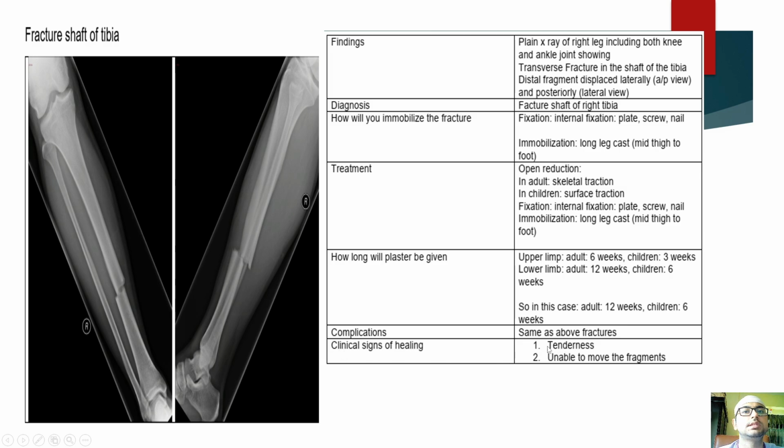Clinical signs of healing are tenderness and inability to move the fracture. As already given, known things.